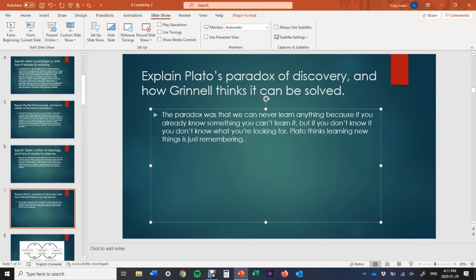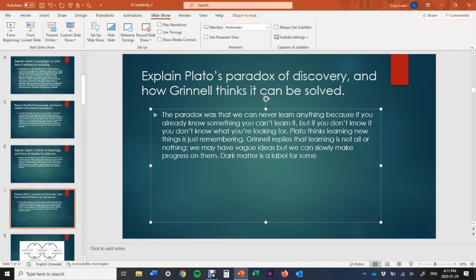And then Grinnell offers us a way out of this. He thinks that this is not a real paradox, that we can in fact learn things. What was it? Yeah. He said that learning isn't an all or nothing affair, so we might have ideas, but we can slowly make progress on learning. Excellent. If you want to really round this out, you could use the example I gave in class of dark matter, a label for something we don't understand. Having labeled it, we can develop our understanding. Perfect. Good. So those are really, really good answers. Those would be full marks answers.